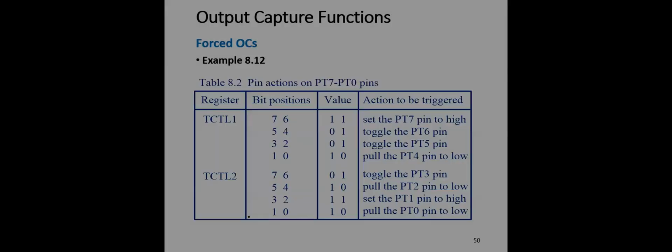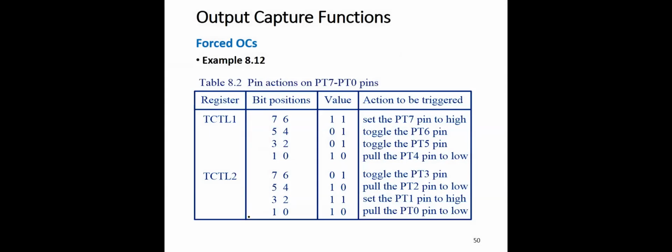Okay, so this is an example about it. Very straightforward. What will happen if some channels are, for example, what does it say?